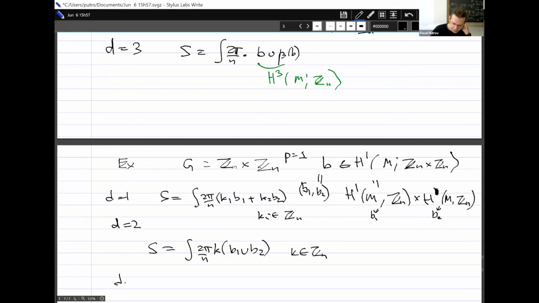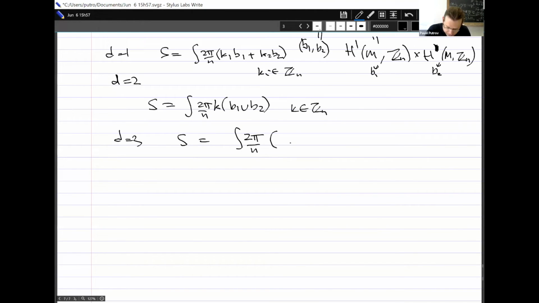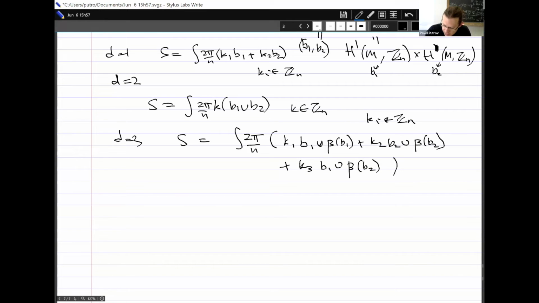For d equals 3, we can consider the following combination, where again the Ki will be in these coefficients: K1 B1 cup Bockstein of B1, plus K2 B2 cup Bockstein of B2, plus K3 for the mixed term B1 cup B2. We don't need to consider B2 cup beta of B1, because beta is a derivation, so it's the same as B2 cup beta B1. Simply without a minus sign.